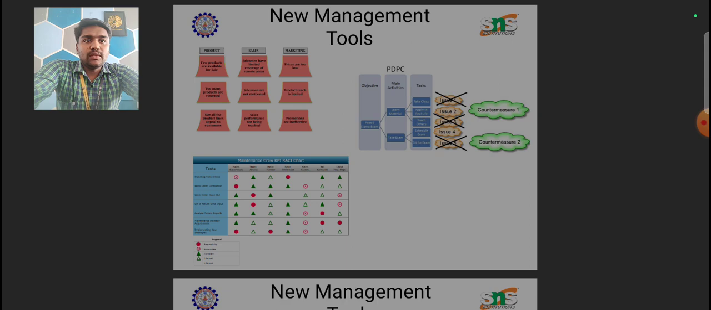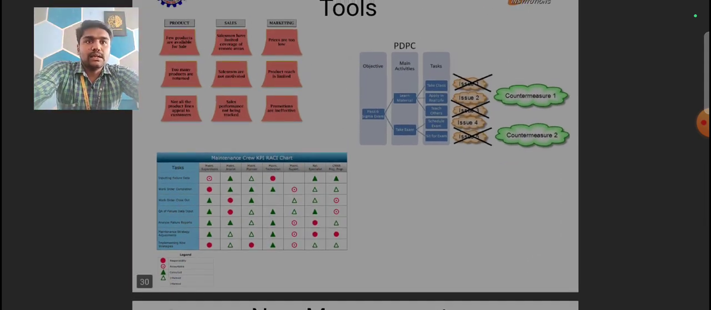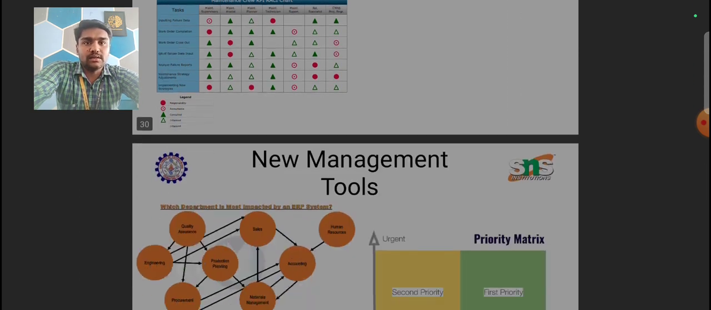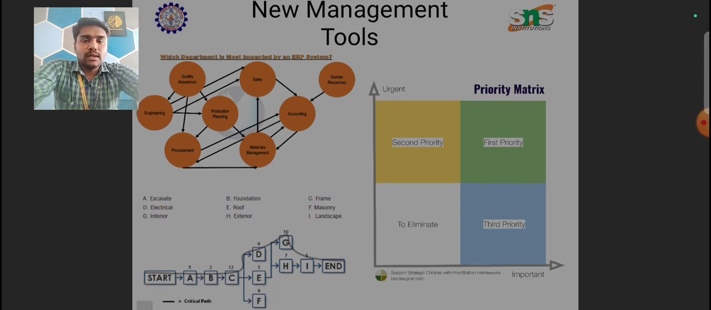In the new management tools, we discussed in detail the priority matrix and the PDPC cycle, and also the process flow chart of the progress. While talking about the new management tools, we previously discussed certain processes with their examples. Now we are going to discuss the process flow chart.